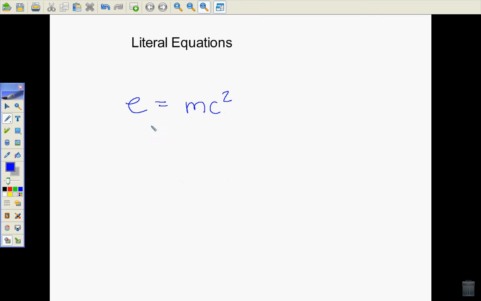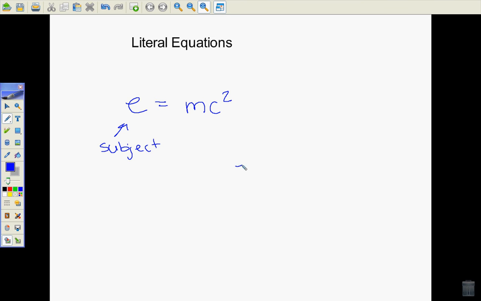Now, if we look at this, in this one E is the subject, because E is in terms of everything else. Okay, so E is the subject. What do we need to do if we want to make M the subject, though? We need to rearrange our equation.